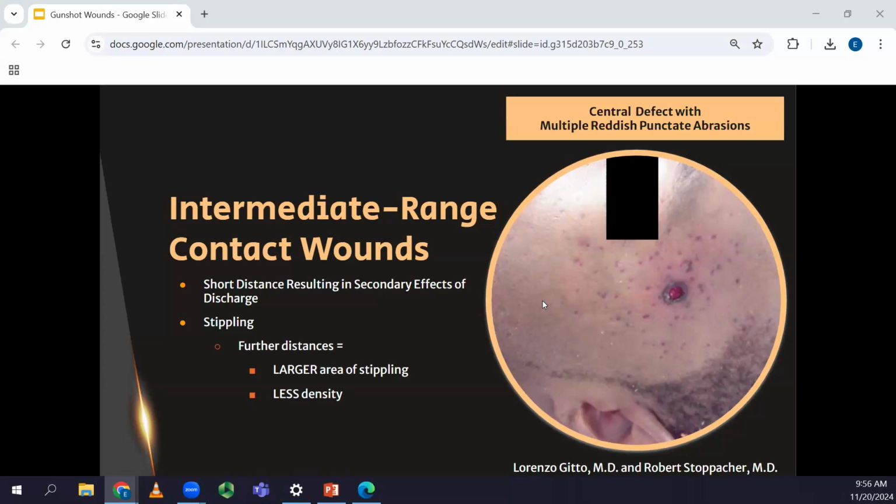So here, this one's described as central defect with multiple reddish punctate abrasions. Or, once you get more comfortable and you feel like you're at that place where you can use the word tattooing, you can easily document tattooing. But for now, I would just describe what it is. I wouldn't even use the word tattooing.